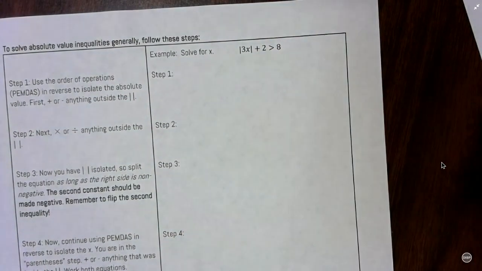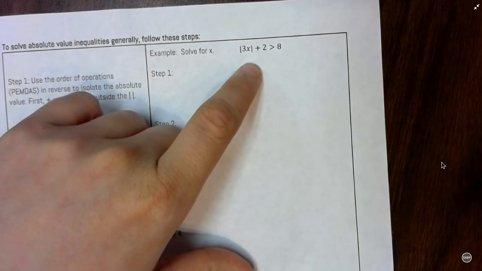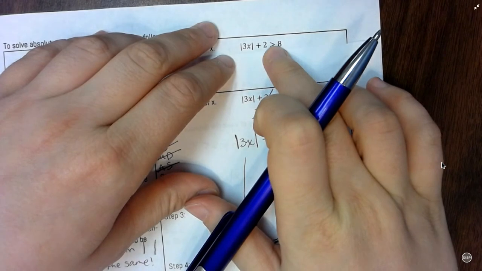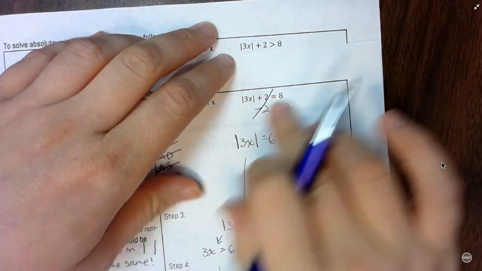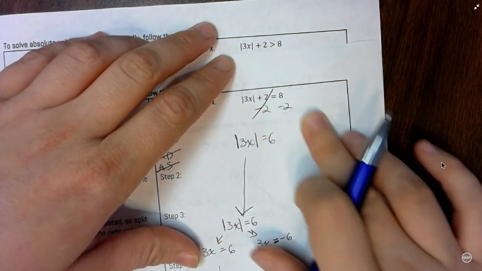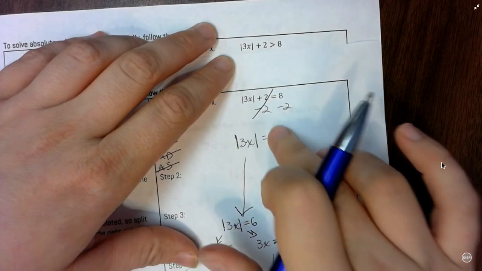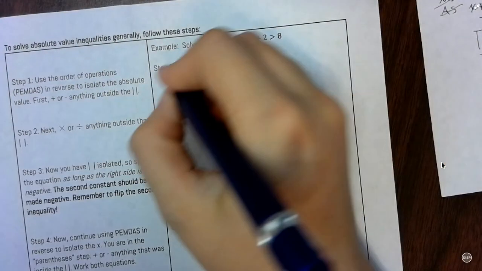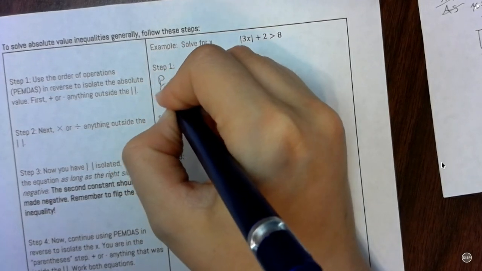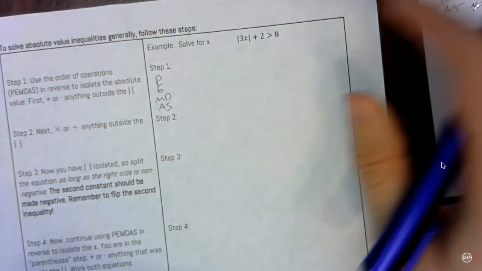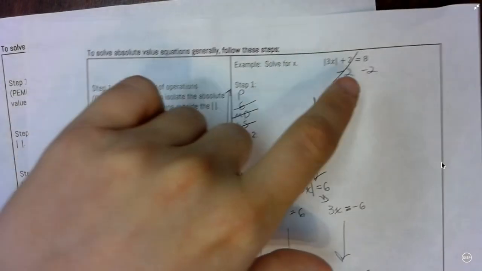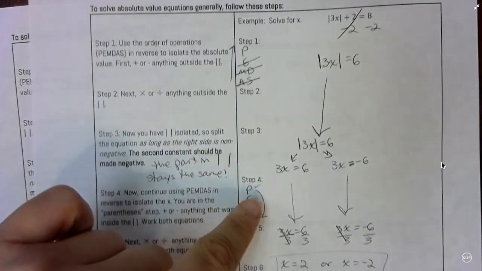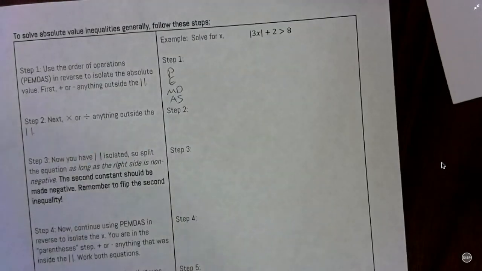So let's try another one. So this is a lot like what we did on the solving problem. Notice it's basically the same problem, except this is greater than and that was equals. So we're going to be following roughly the same steps here. So you might want to have this handy to look at. So the first thing I'm going to do, I'm going to write out PEMDAS. So just like I did before, I'm going to be subtracting 2, splitting the problem, dividing by 3.